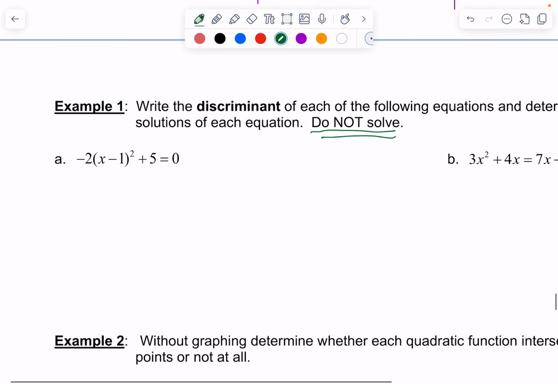In this first problem right here, this is not in standard form. So get this into standard form. We need it in standard form to do the quadratic. So first step, write in standard form.